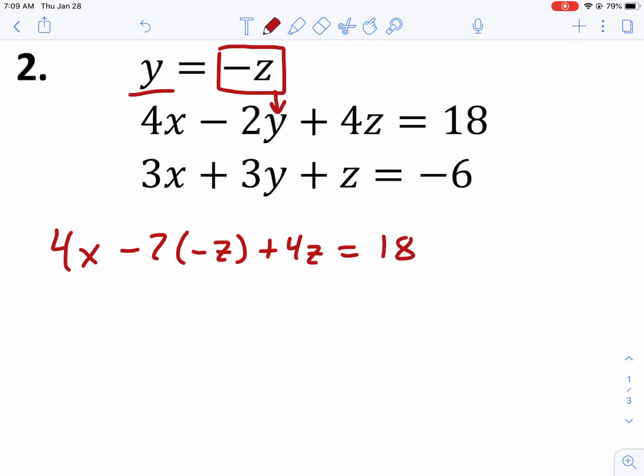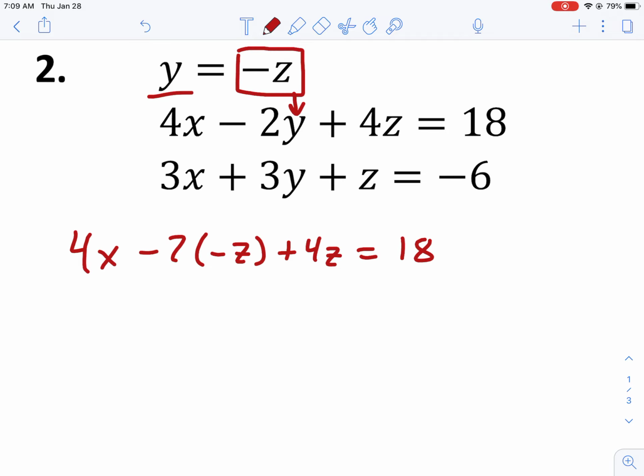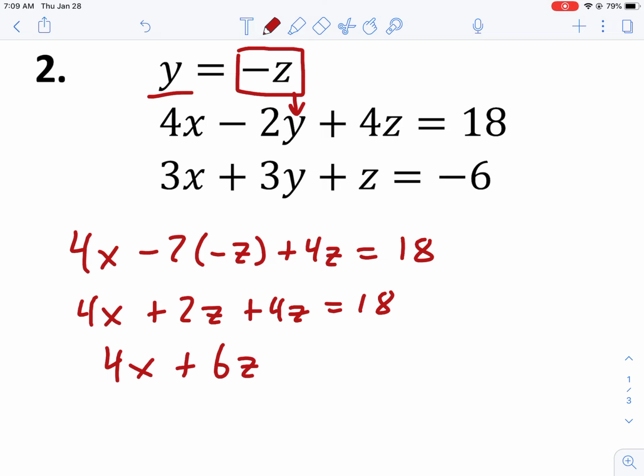So what do we have now? Now we have a 2-variable equation, right? Now we have 4x. This turns into plus 2z. We got to start combining like terms. So we've got 4x plus 6z equals 18.